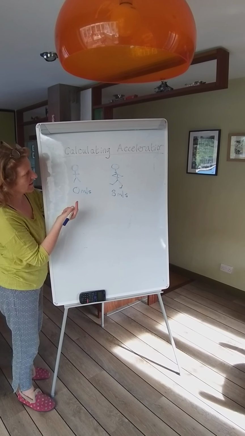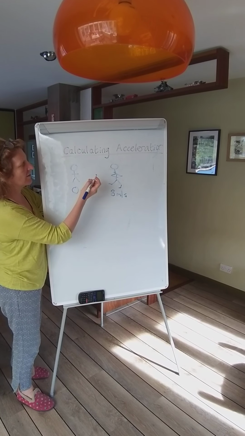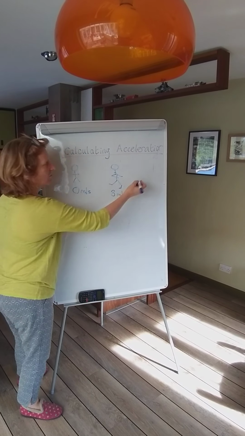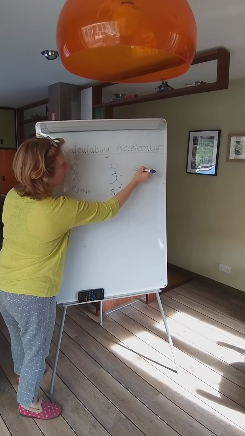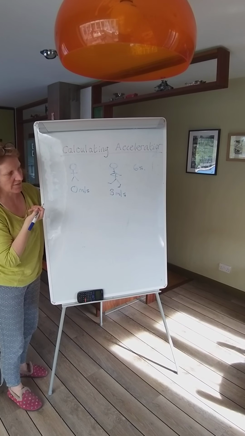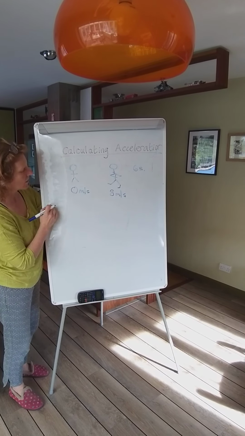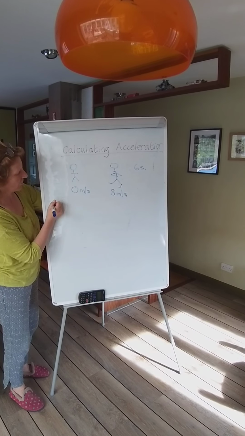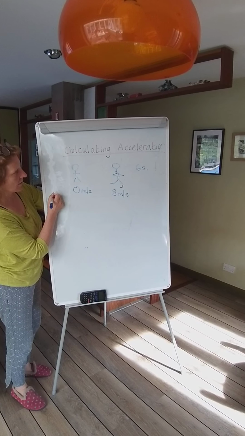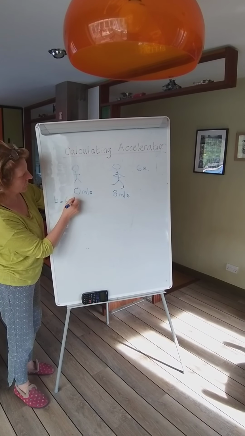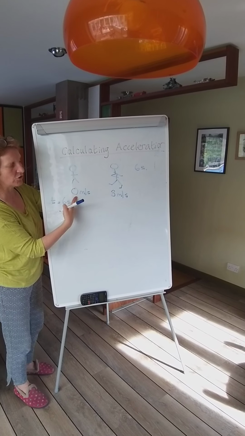So let's say it's somebody kind of in the middle and it takes them a time of 6 seconds to get from 0 to 8. And we have to work out their acceleration. Okay, so the first thing we do is we think about the data we've got. So we've got a time of 6 seconds. We've got a starting speed of 0.